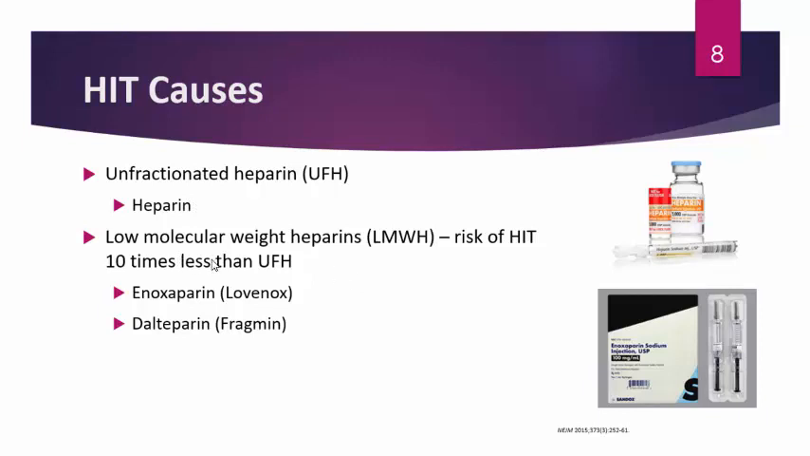And the agents that are included in the low molecular weight heparin class are enoxaparin or Lovenox and dalteparin or Fragmin. Typically, the agent that we see a lot of times is enoxaparin or Lovenox in the United States.